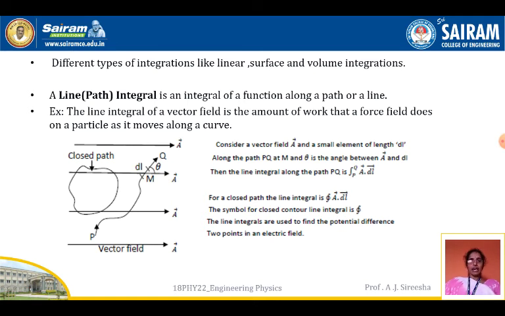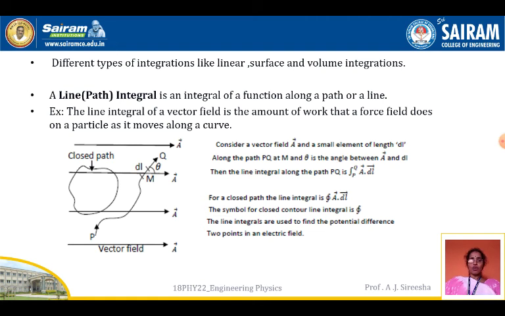Consider a vector field A and a small element of length dl along the path PQ at M. If you look at the figure there, along a path PQ at M, theta is the angle between A and the element dl. If you take a small total path PQ, measure at a small value and integrate it over the line, you can get the value of it. So the line integral along the path PQ is equal to the integral from P to Q of A dot dl. For a closed path, the line integral is the closed integral of A dot dl.